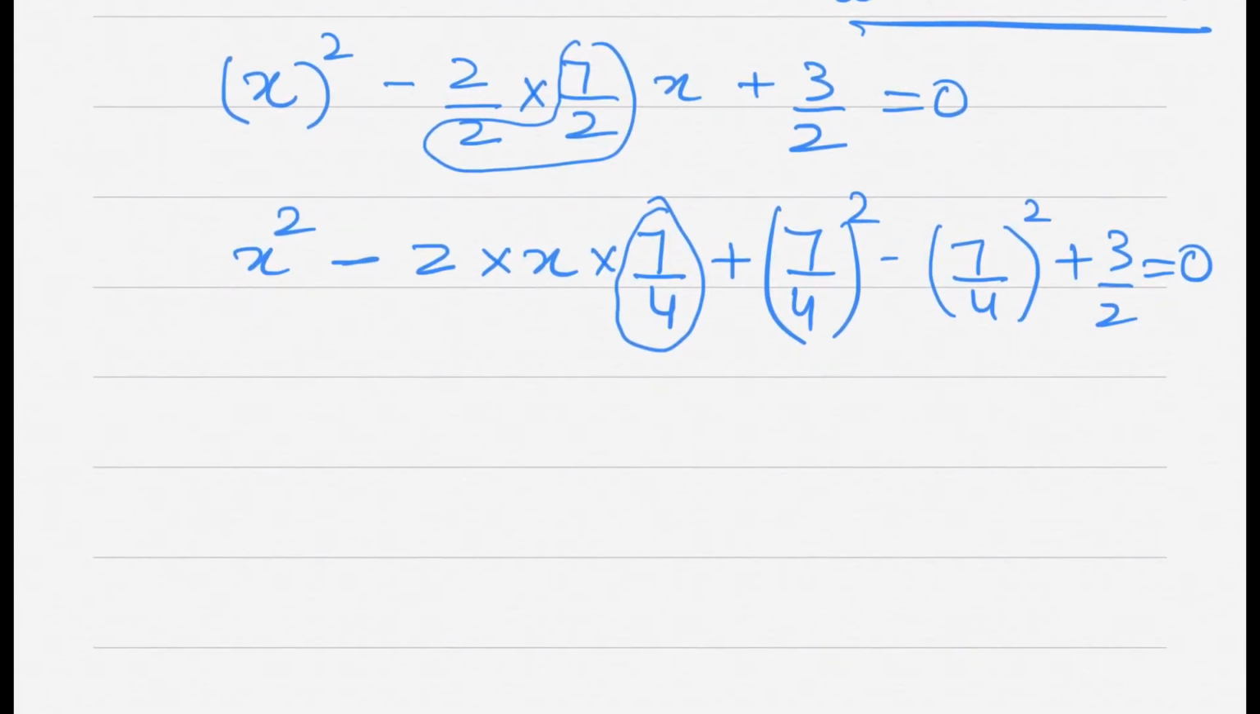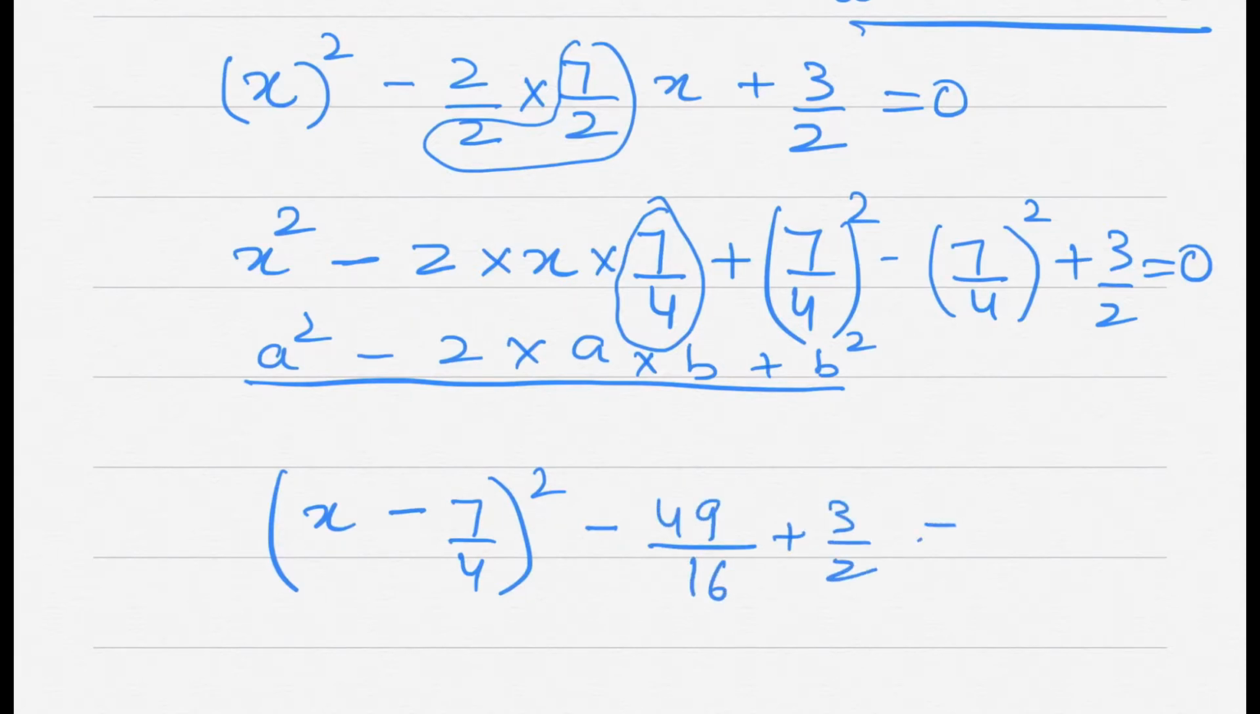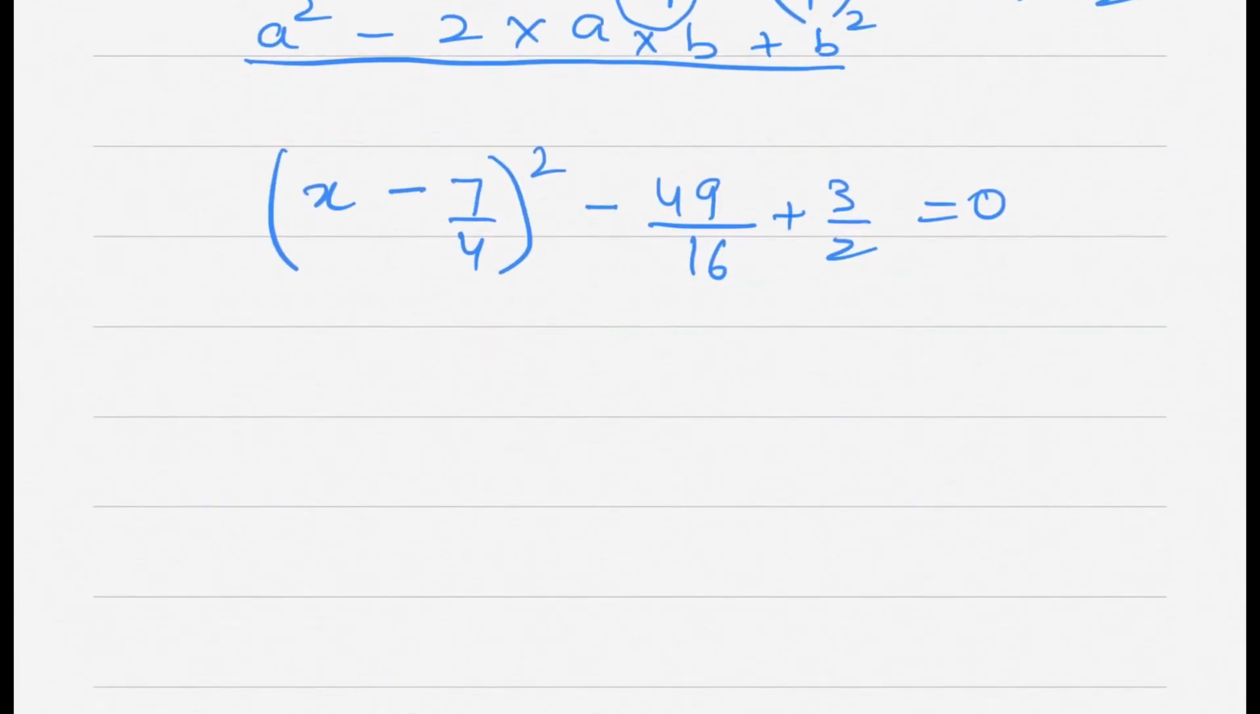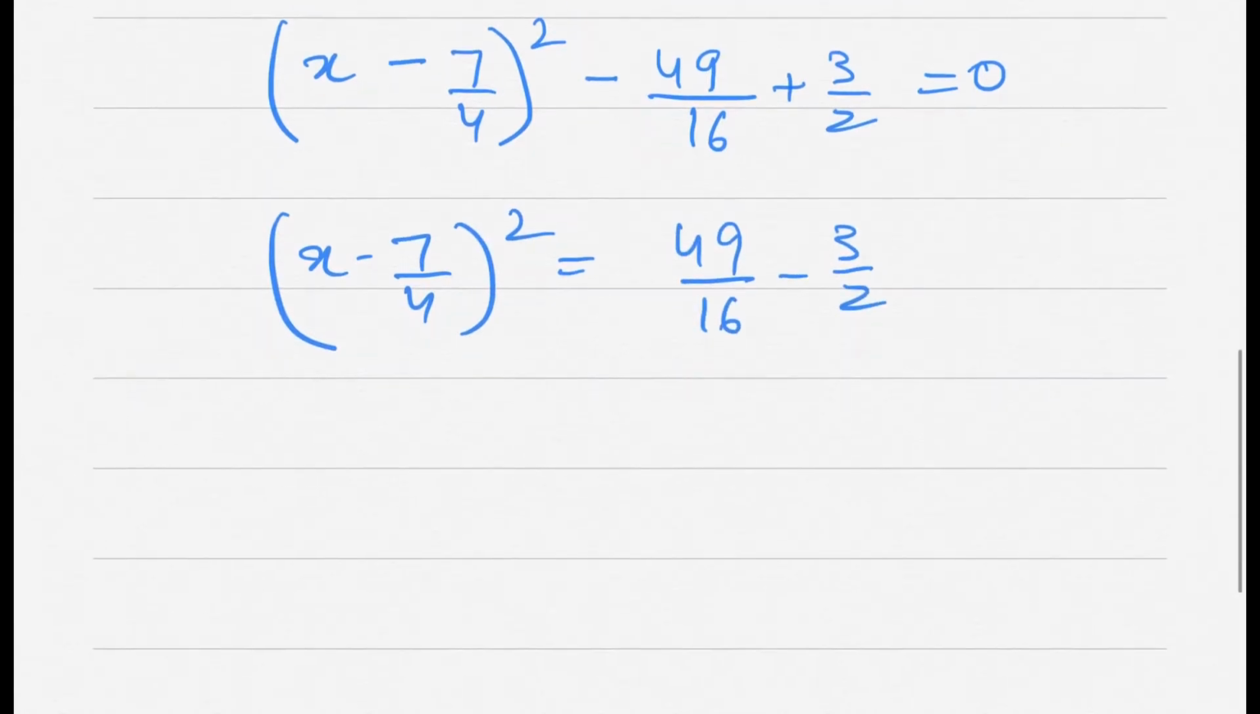Now I have here, see, this is in the form of a square minus 2 into a into b plus b square, correct, till here. So this equation I can write down as x minus 7 by 4 whole square, and then I'll solve this. So minus 49 by 16 plus 3 by 2 is equal to 0. I can take it to the other side. So x minus 7 by 4 whole square is equal to 49 by 16 minus 3 by 2.